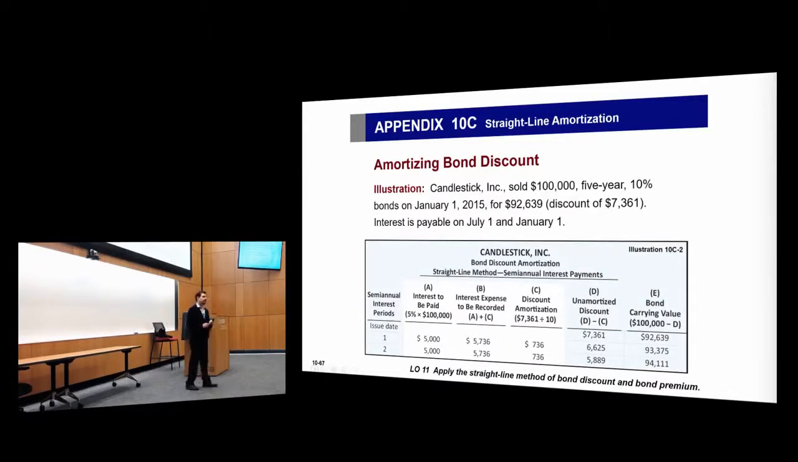So how do you calculate it? Like Candlestick Inc. sold, this is the same example that we had last week. They sold $100,000 5-year, 10% bonds on January 1st, 2015 for $92,639. This means that it is a discount of $7,361.